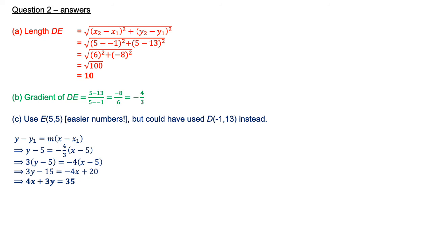If you have a look at part C, again, as I said before, we could have used either point D or E when we substituted it into the equation for a line, given the gradient and the points. But I've used 5, 5 simply because the numbers are simpler and there's no negatives, and it just made it a bit easier. But either will work.